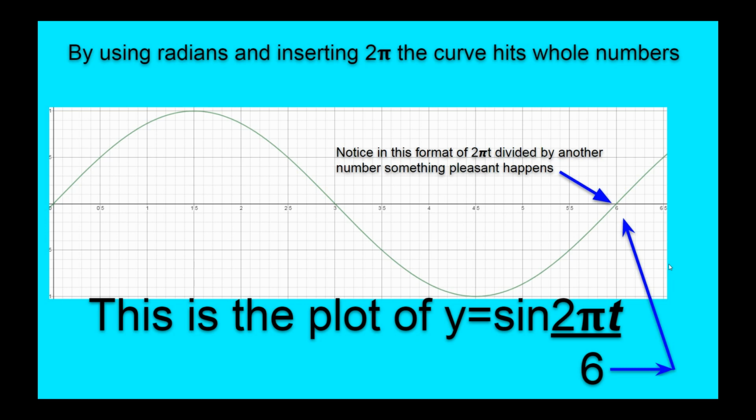So you see what I mean? 2 pi t over 6 guarantees one wave will unfold in a unit of 6 steps. And that makes it a lot easier to draw nice, neat waves and count them.